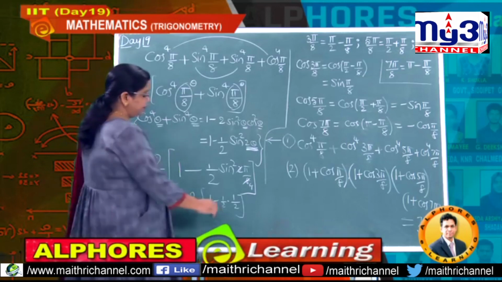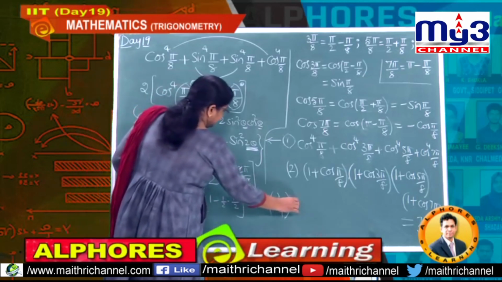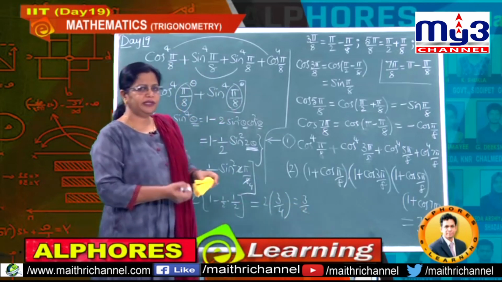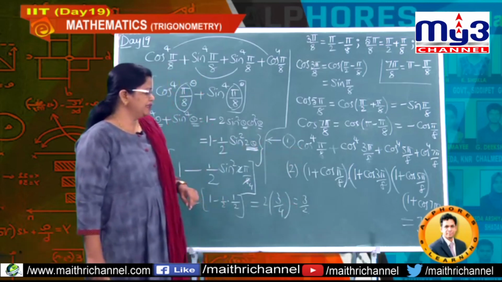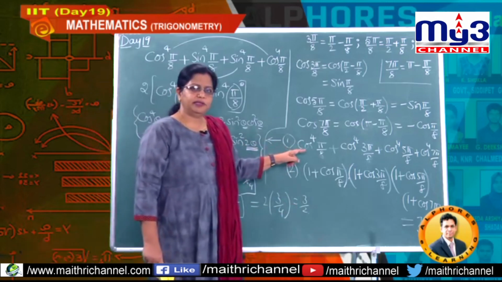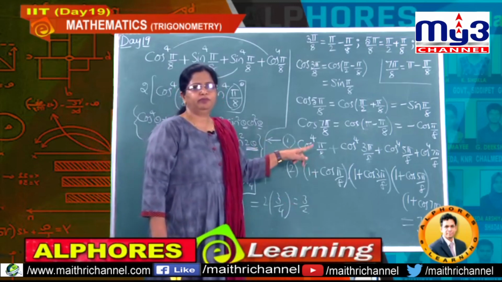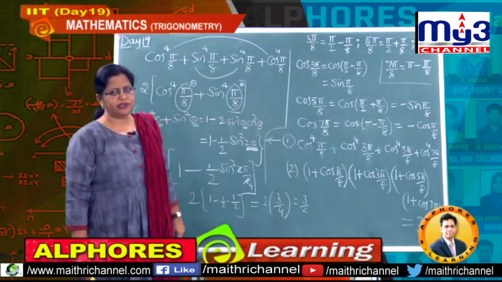So, 2 into 3 by 4, what is the value? It is nothing but 3 divided by 2. So, finally, whatever answer you got in yesterday's problem, here also the same answer. That means here, whether the problem is in terms of cos or in terms of sine, in this model the answer is the same, that is nothing but how much? 3 by 2. Okay, students.